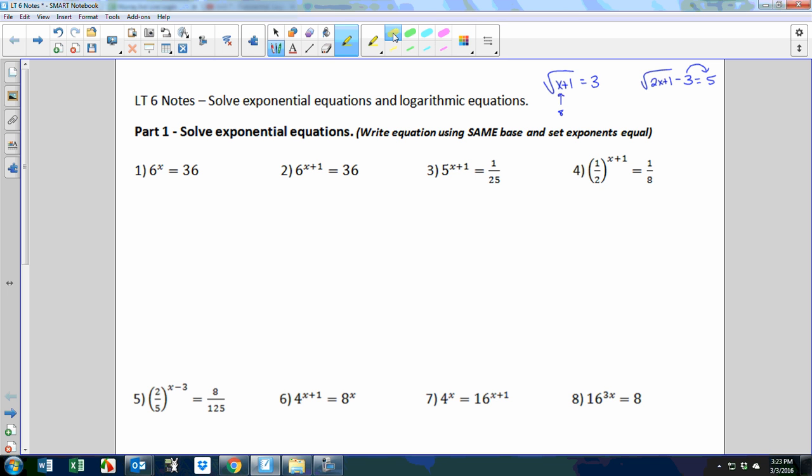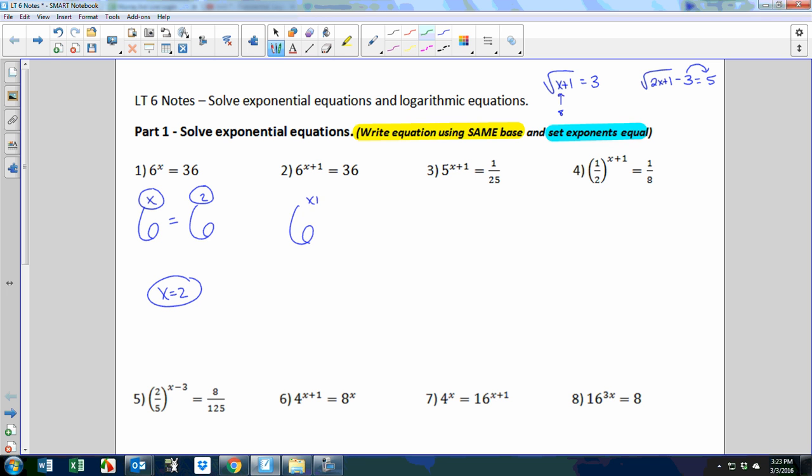Part 1, solve exponential equations. Step 1 would be write them using the same base, and step 2, set the exponents equal. So number 1, I know everyone can look at that question and say x is 2. And you're thinking, why have you talked for so many seconds before you tell us that answer is 2? But again, stay with the theme. They're going to get harder. If you write that as the same base, which would be 6, 6 to the x, 6 to the 2, you can set your exponents equal. So x is 2. Number 2, same thing. 6 to the x plus 1 equals 6 squared. If the bases are the same, the exponents are the same. So x plus 1 equals 2, and x is 1.